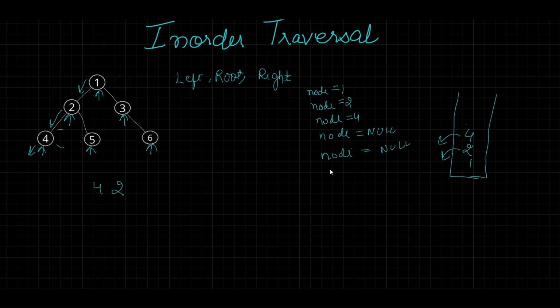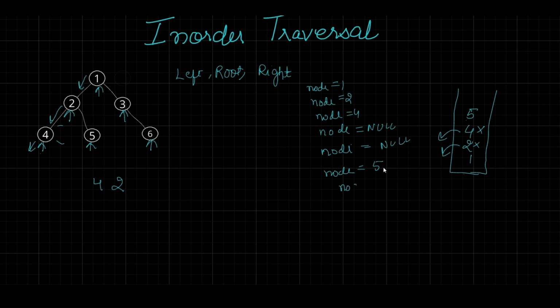Okay, so what is inside the right side of the root node 2? That is 5. Now node is equal to 5, and as we found that node is not equal to null, we will push it inside the stack. Again, after pushing it inside the stack, we will traverse towards its left side.